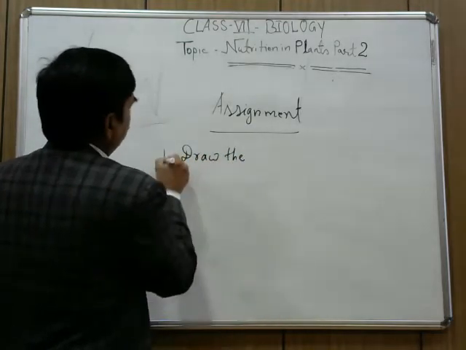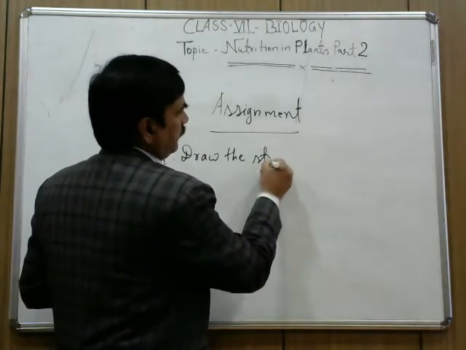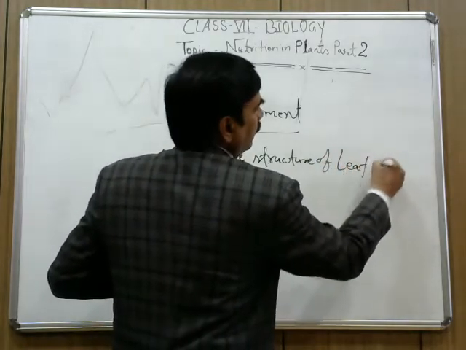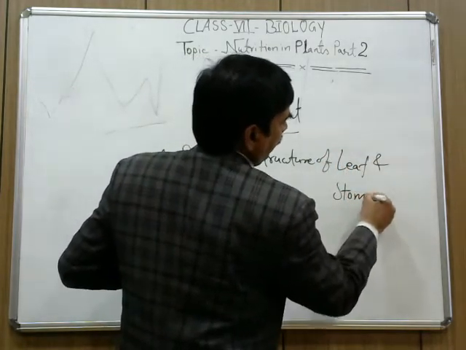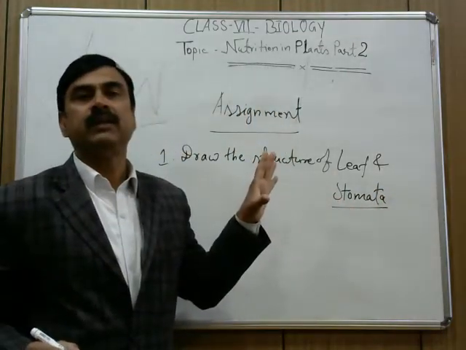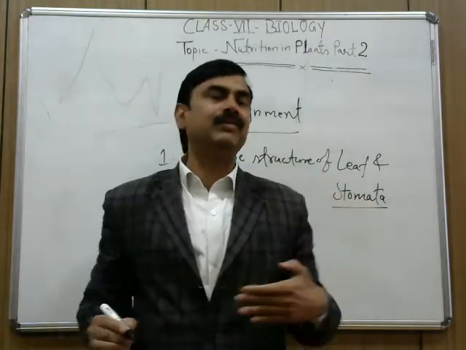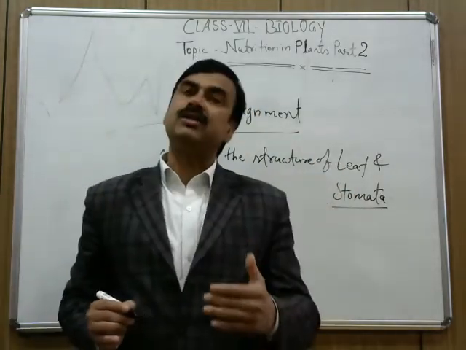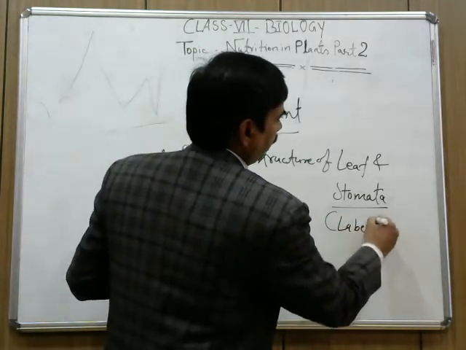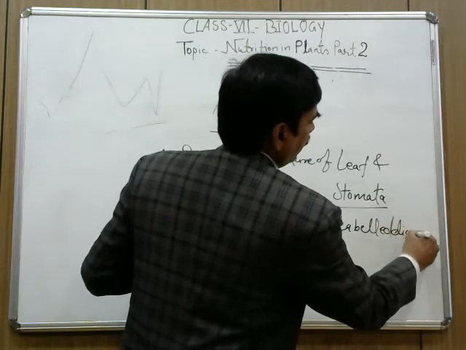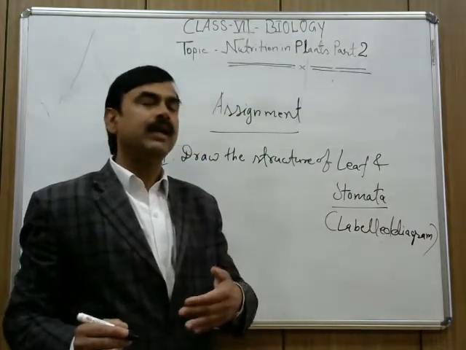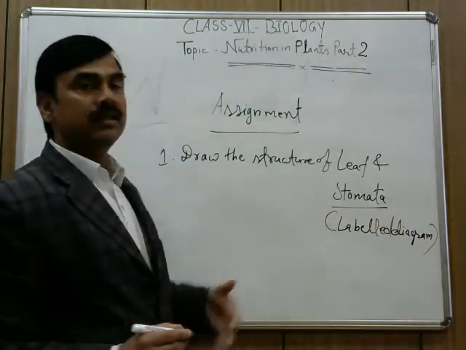Okay, so moving to the next, the assignment in the question answer. The first is, draw the structure of leaf and stomata. Today's responsibility is related to the diagram, the structure of leaf and stomata. The labeled diagram. Got my point? There are 4 labelings in the stomata and there are 4 labelings in the leaf.